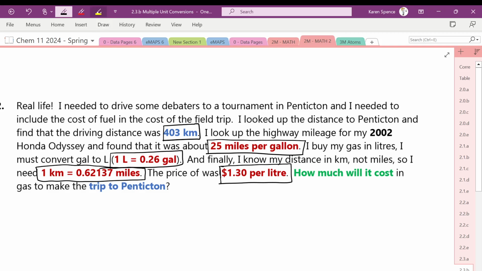But anyway, how much will it cost to make the trip to Penticton? So here's the thing. Let's look for our unknown. Usually the unknown is the easiest thing to find because you look for the question word. So what is our unknown?